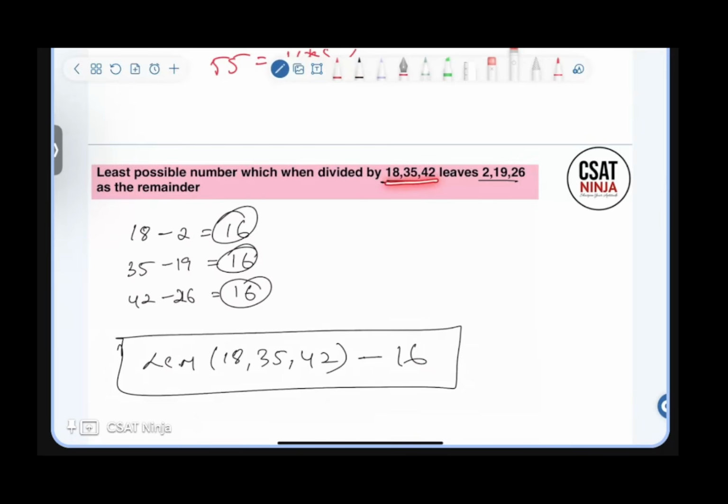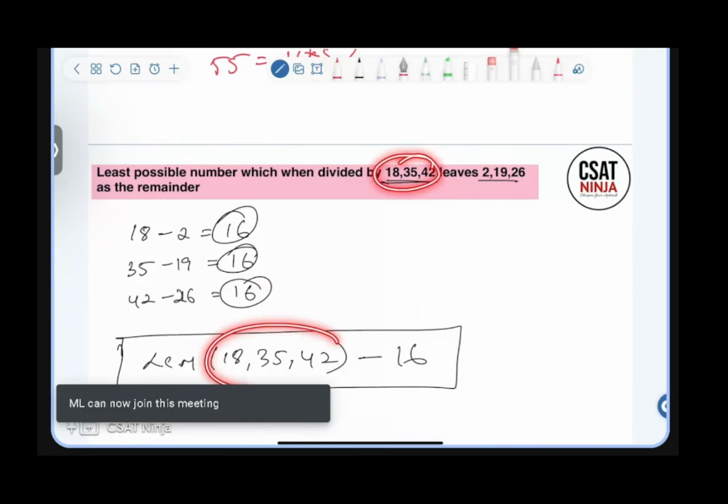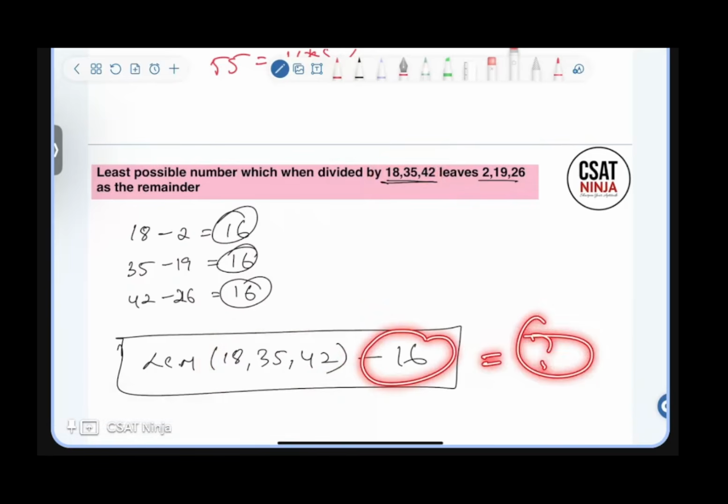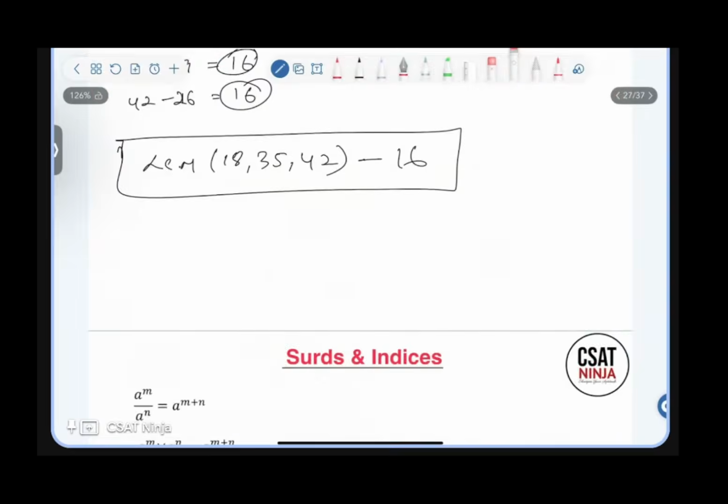If you are given any number of terms, here in this case you have 3 numbers and you have 3 remainders. That means for every number, if there are different remainders, then what we do is we subtract and check. Remember, every time you will get a common remainder there. So from the LCM of the numbers, you subtract the common remainder, then that will be the answer there. Okay, I'll leave that for you.